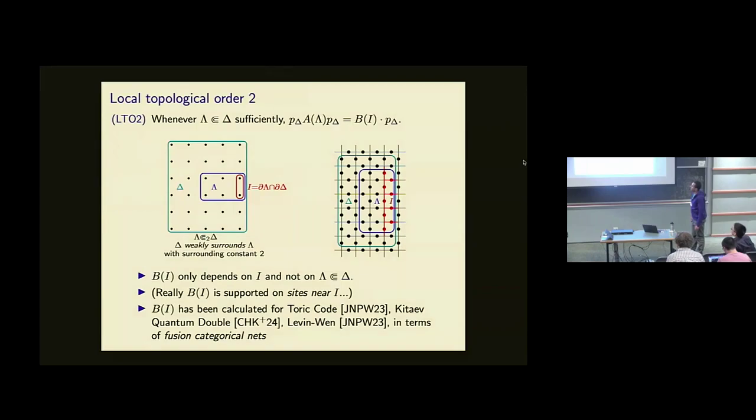Okay, so that's local topological order 1. Our contribution is really local topological order 2. So what's happening here? The idea is that rather than being completely surrounded, let's talk about being weakly surrounded, I'll call it that. I'm going to be surrounded sufficiently on 3 sides, again, with enough space on 3 sides, but not on that 4th side.